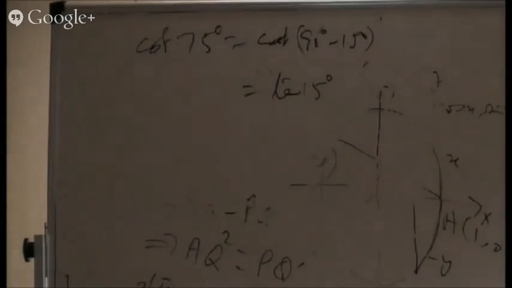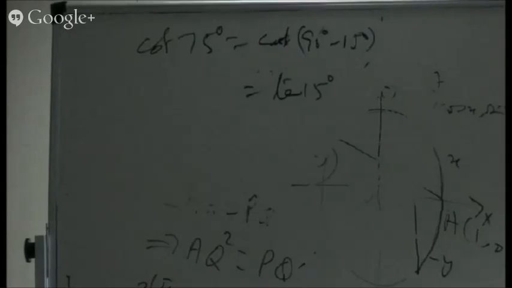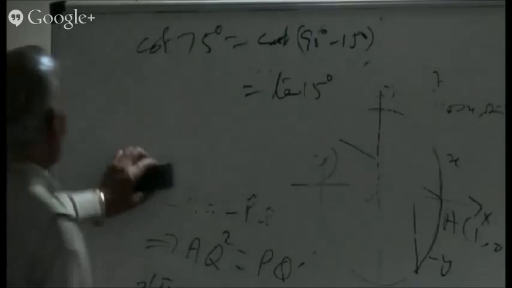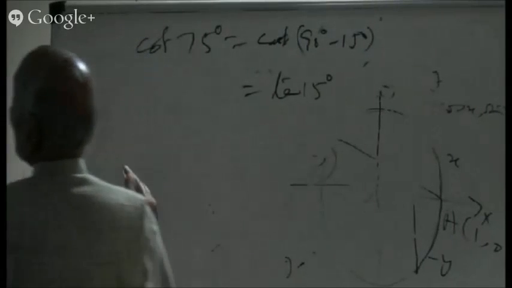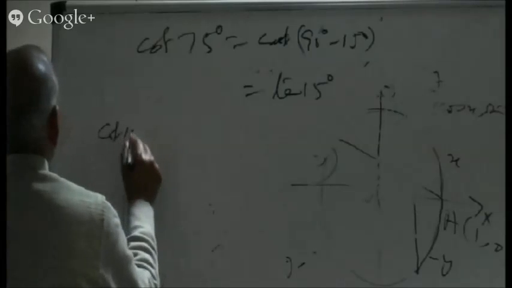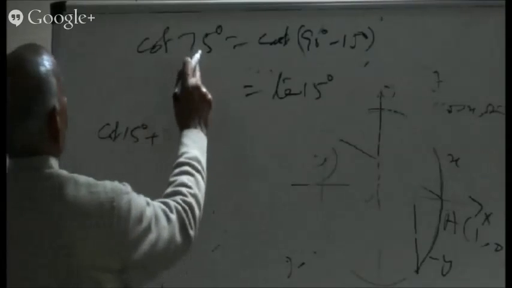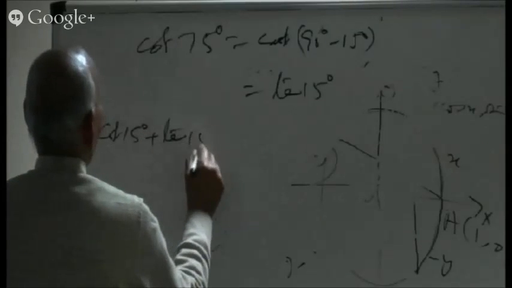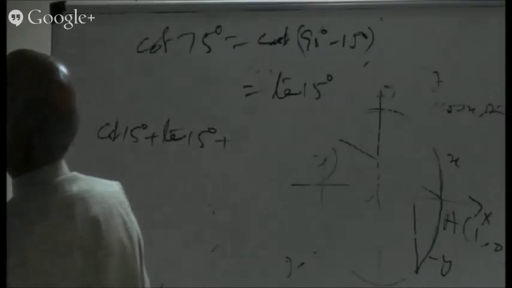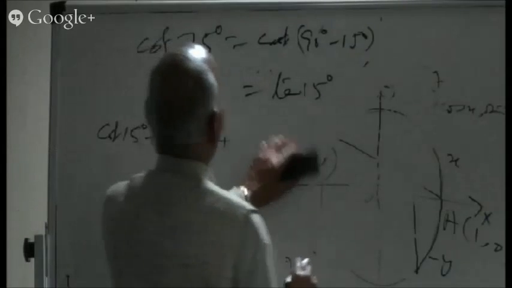Cotangent of pi by 2 minus x is equal to tangent of x. Is that right? So here cotangent 75 gives you tangent 15. So your question becomes, what is the question now? Here is cotangent 15 plus cotangent 75. That means cotangent 15 plus tangent 15 minus cotangent 135.